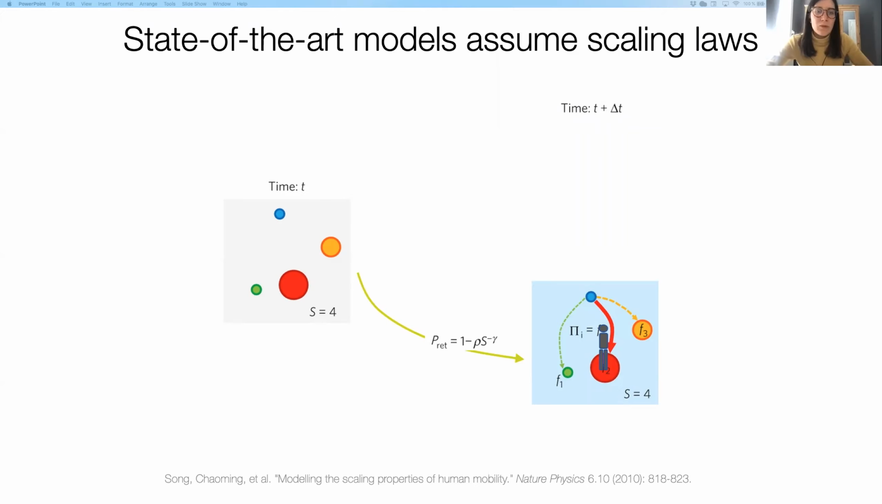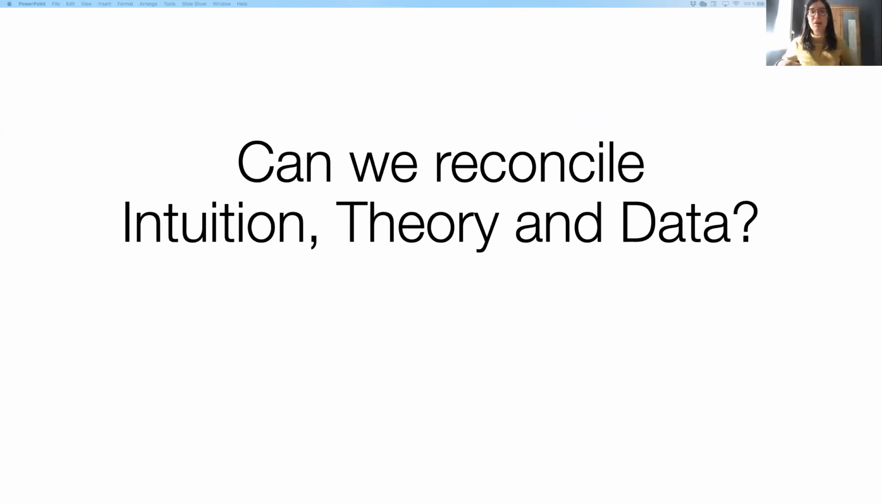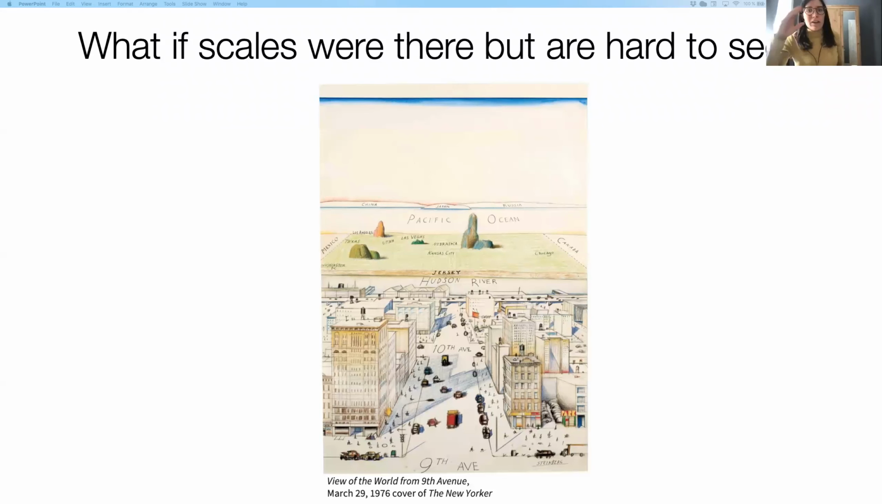And in this case, it will just use a preferential attachment. So this is the state-of-the-art model in human mobility. And you can see that power law distributions are really embedded in this model. So the question that we were asking ourselves a few years back is, can we reconcile intuition, theory, and data? So I hope it is clear now that intuition says scale, theory says scale, and data says no scale. How come? Our hypothesis was that scales are there, but are not so easy to see.